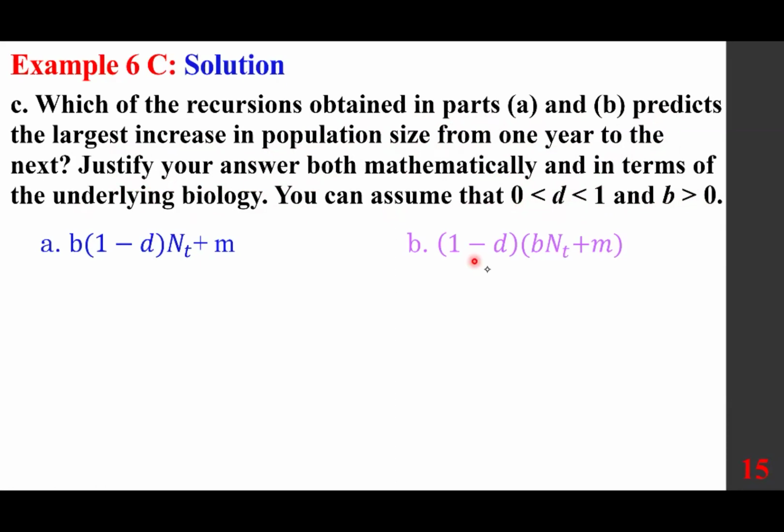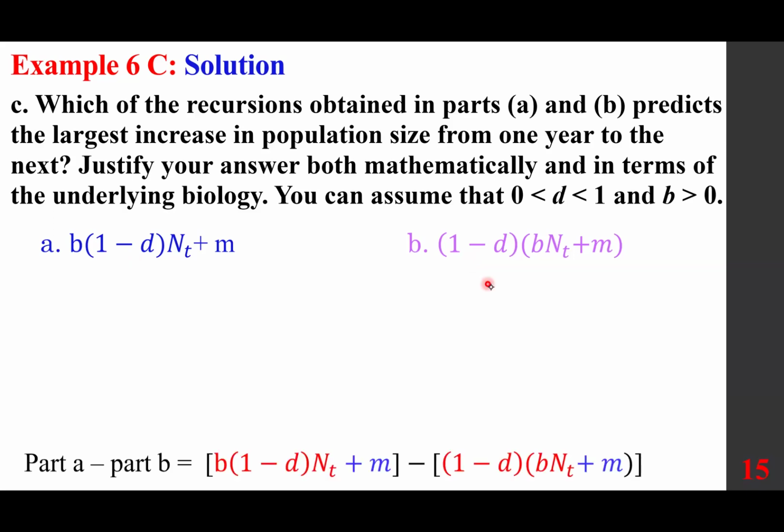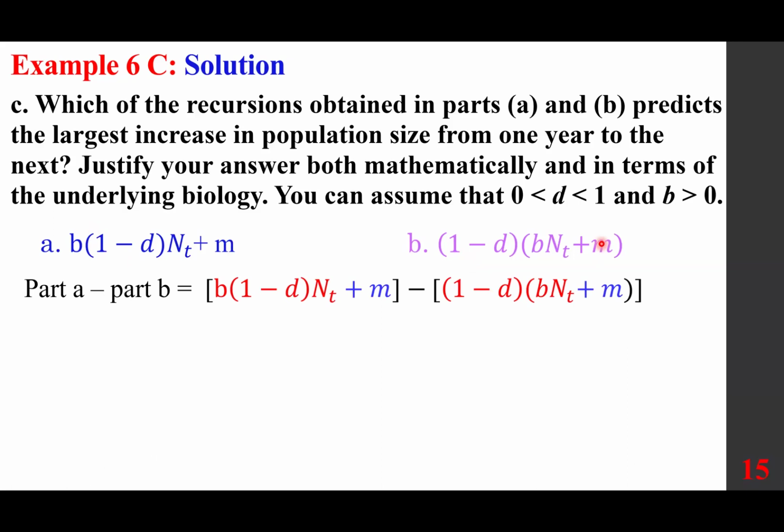So we have these two to compare. Which one gives us more? Any ideas? Which one would, what do you think? Anyone? Well, you can discuss it from the biology point of view and see what happens. But what I'd like to do, I'm going to start with math. And the way it works is very simple. If you calculate part A minus part B, if it's positive, part A is larger. If it's negative, part B is larger. So this minus that. And all you have to do, elementary algebra, distribute, FOIL, simplify, see what you get. So we're going to do that.